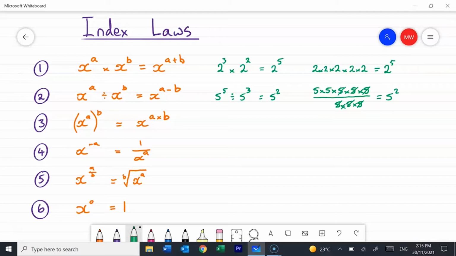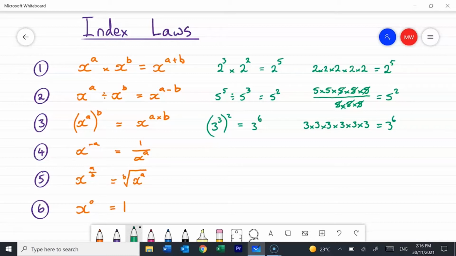The third law is when we've got brackets or parentheses, and in this case what we do is we multiply the indices. So if we had something like 3 to the power of 3, and that was squared, then we would end up with 3 to the power of 6. If we want to have a look at it another way, we might look at it as 3 cubed, and if 3 cubed is multiplied by itself, then we'd be multiplying it by 3 cubed again. We've got 6 threes being multiplied by one another there, so we've got 3 to the power of 6. So it's nice and clear to see how that's working.